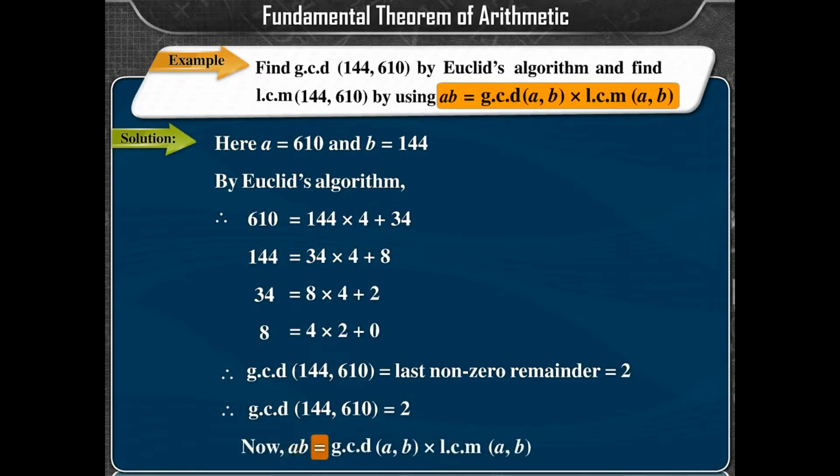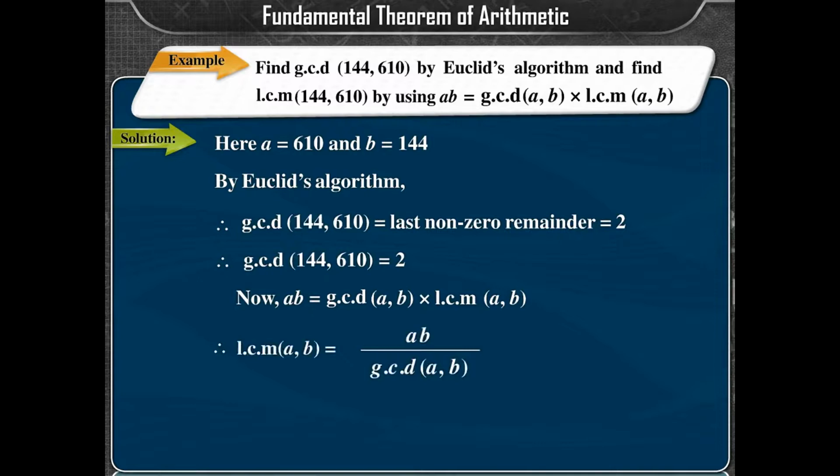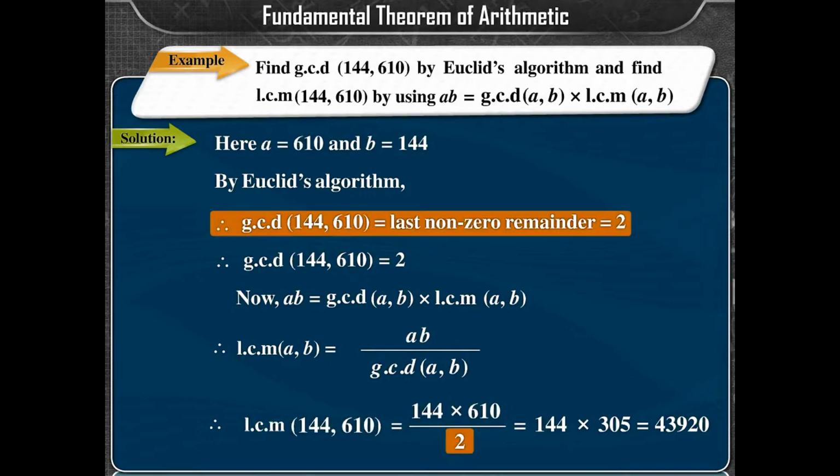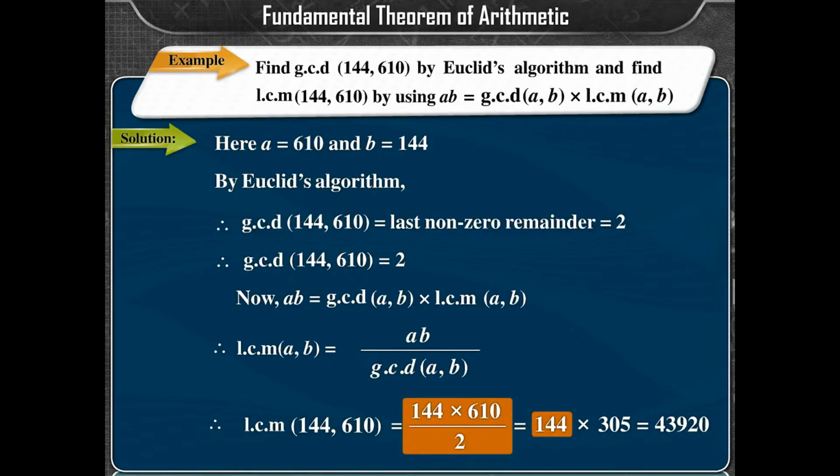Now, AB is equal to GCD of AB into LCM of AB. Therefore, LCM of AB is equal to AB upon GCD of AB. Therefore, LCM of 144, 610 is equal to 144 into 610 upon 2 is equal to 144 into 305 is equal to 43,920.